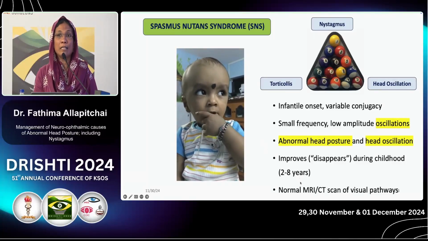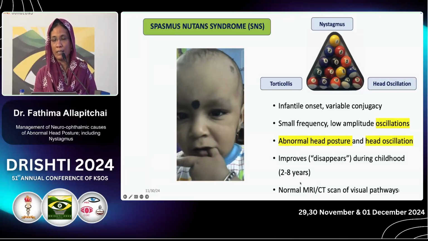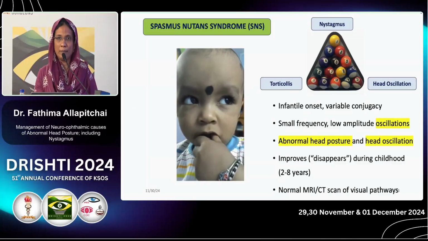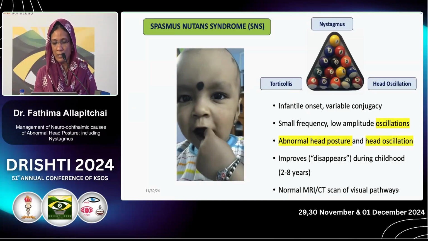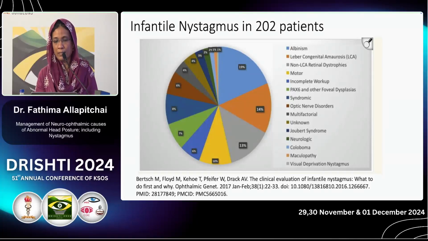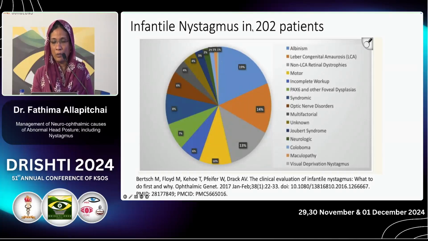But anyway, we have to image because there could be some underlying neurological disorder also. We may not know which patient will be self-limiting at 2 to 8 years. So if the MRI is normal, we can reassure the patient. So coming to infantile nystagmus, based on the literature nowadays, according to the CEMAS classification, everything comes under infantile nystagmus, motor as well as sensory. The predominant cause is albinism. Next comes LCA and non-LCA dystrophies, motor, everything.